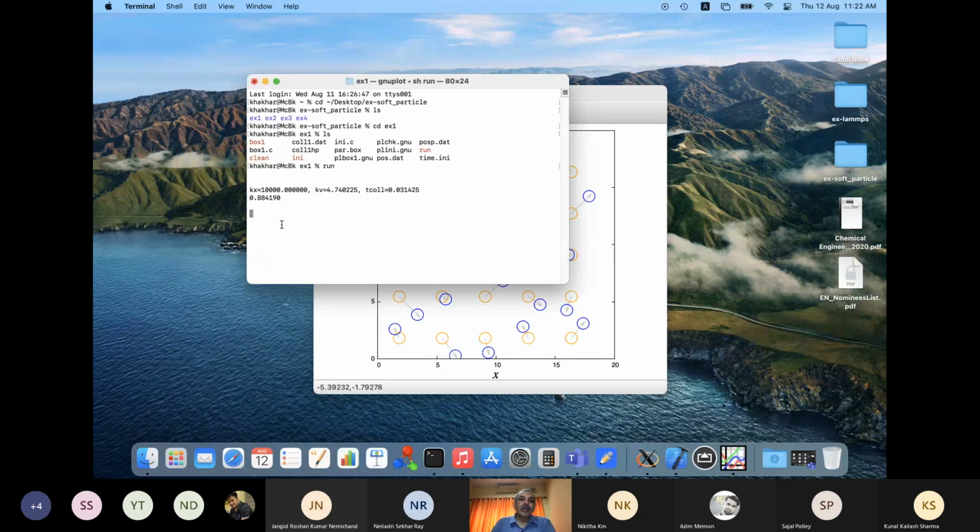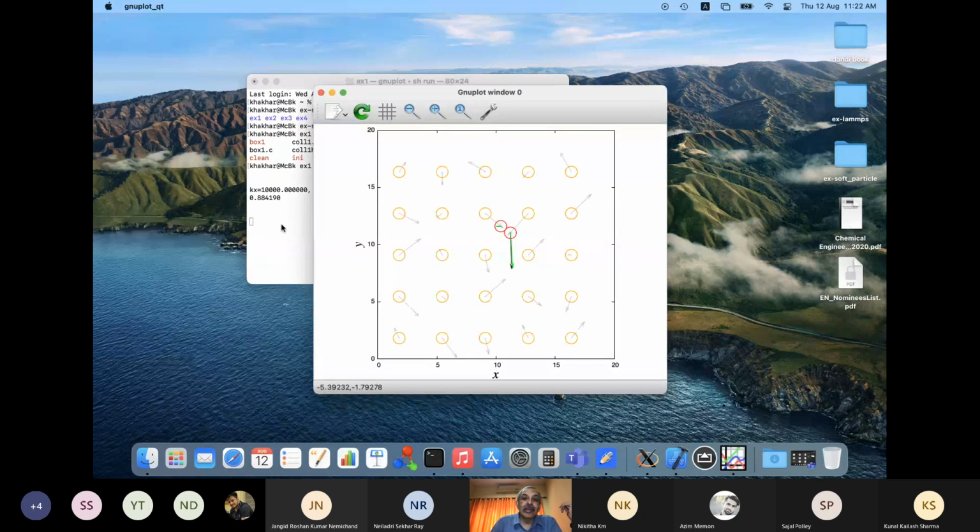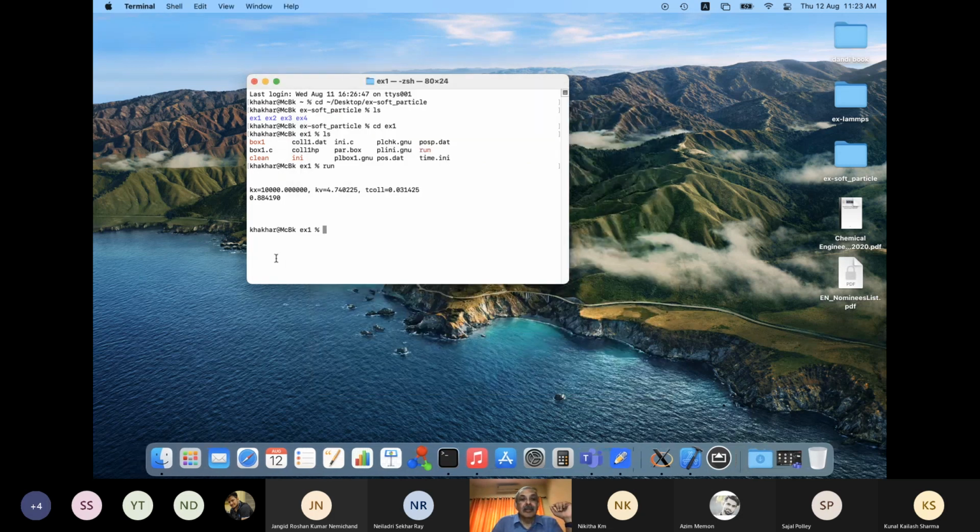The only thing that we wanted to note is that the collision time is slightly more. The other one was 0.86. This is 0.88 because the collision is of a finite duration. And you can see that the velocities, the green arrows, are what you get from the hard particle. So for the soft particle and hard particle, there are some minute differences. And that is to be expected since your collision durations are not zero in this case. Okay, so this was one thing that we did.